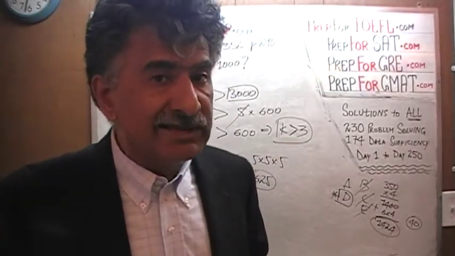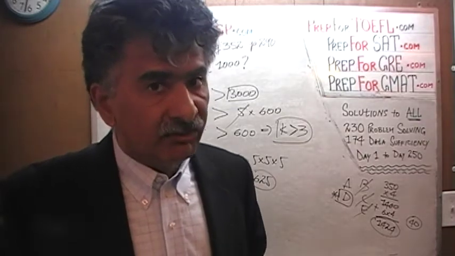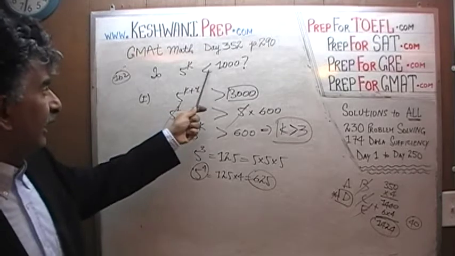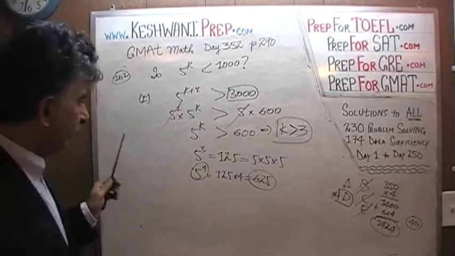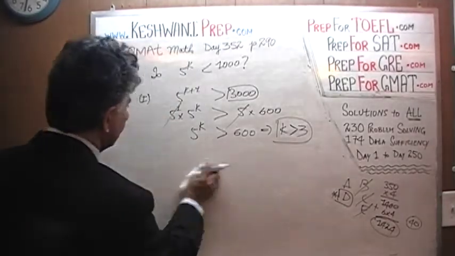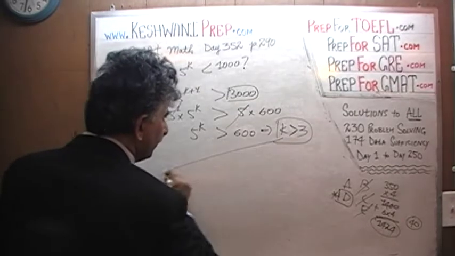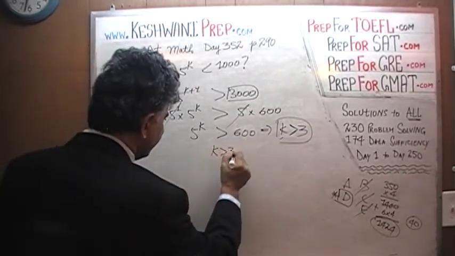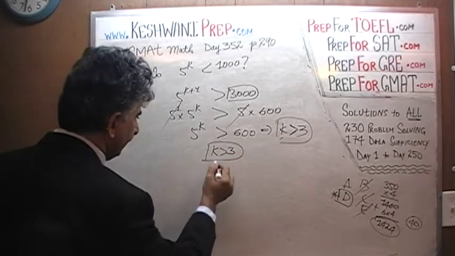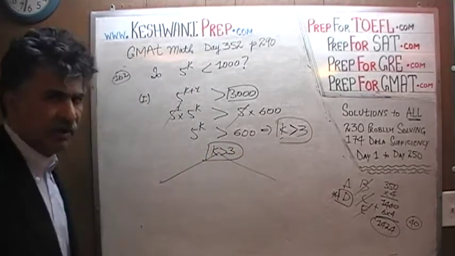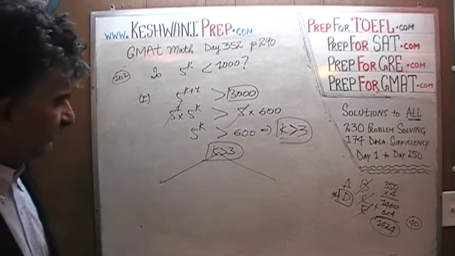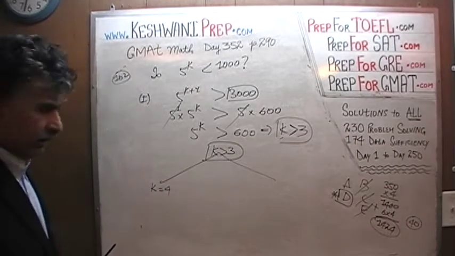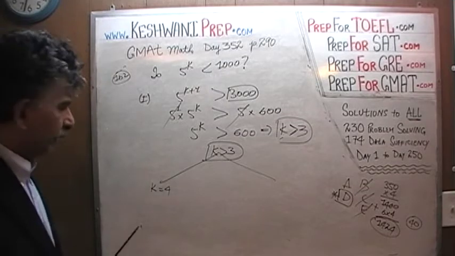The question is, is that sufficient data for us to ascertain whether or not 5 raised to k is less than 1,000? Let's find out. There are two possibilities. We know that k is more than 3. We established that here. Make up two very simple scenarios. Don't make it complicated. Let's pretend that k is equal to 4.